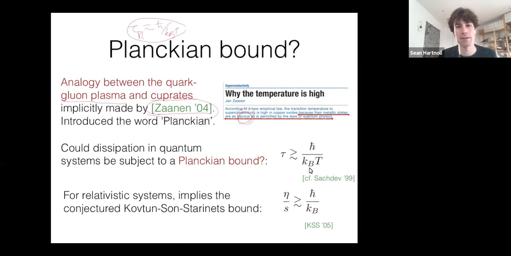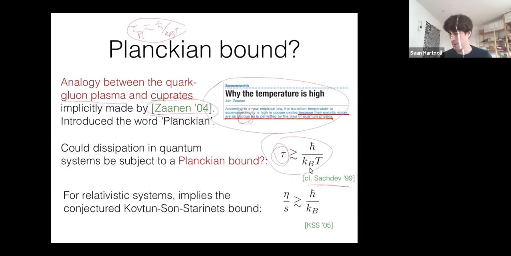The idea is that all physical timescales in a many-body system might be bounded above by this Planckian timescale. So it's like the Planck time, but for many-body thermal systems. The implicit conjecture made here is that QCD and the cuprates share the fact that they're kind of maximally dissipative in some sense. And actually, this formula had previously appeared in Subir's book.